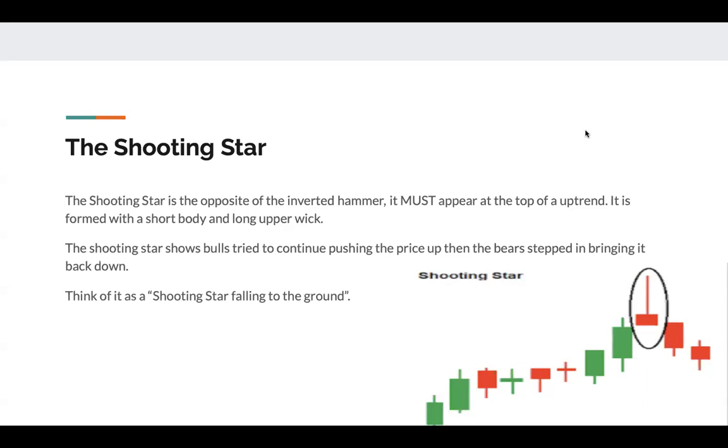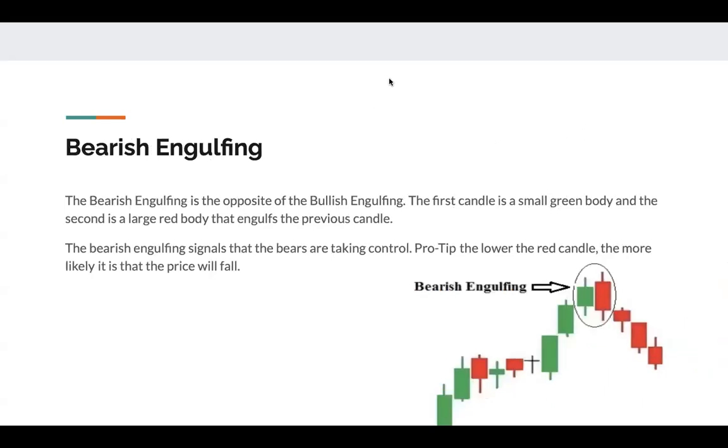Literally the opposite of an inverted hammer. Next, we have a bearish engulfing. You're starting to see how these literally are the opposite of the bullish candles, and they're just at an uptrend, at resistance, and then it comes down. So the bearish engulfing is the opposite of a bullish engulfing.